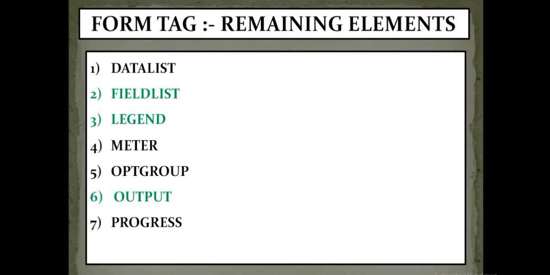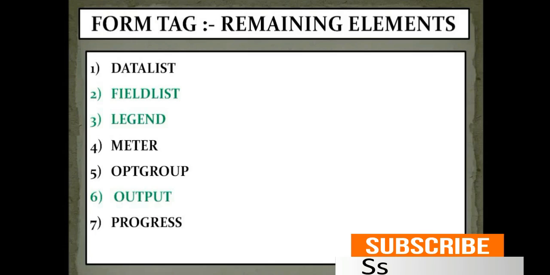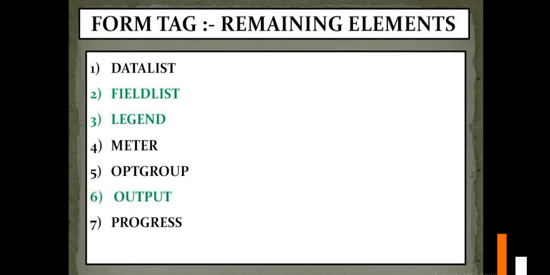We are going to discuss the remaining tags that we did not discuss in the part 2 video of form. In part 2 we did the practical on fieldset, legend and output. So the remaining ones, datalist and optgroup, we will do in a form. Meter and progress we will do within the form or not. They are different states.